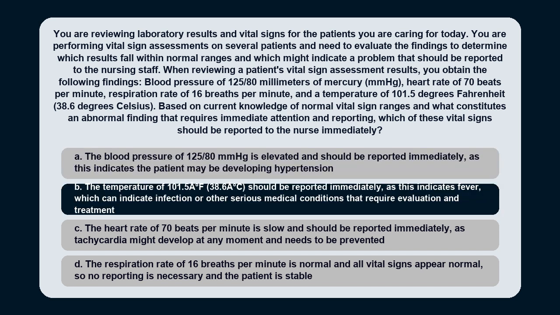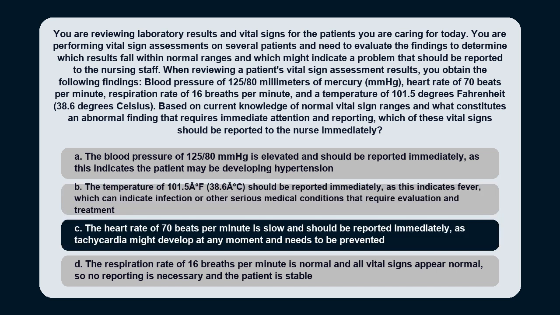Option B. The temperature of 101.5 degrees F, 38.6 degrees C, should be reported immediately, as this indicates fever, which can indicate infection or other serious medical conditions that require evaluation and treatment.